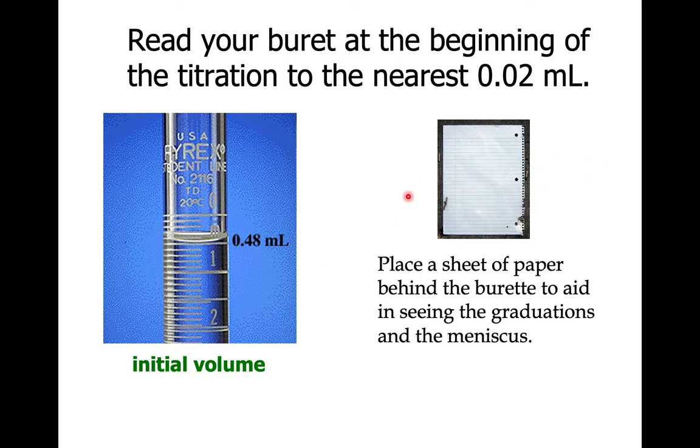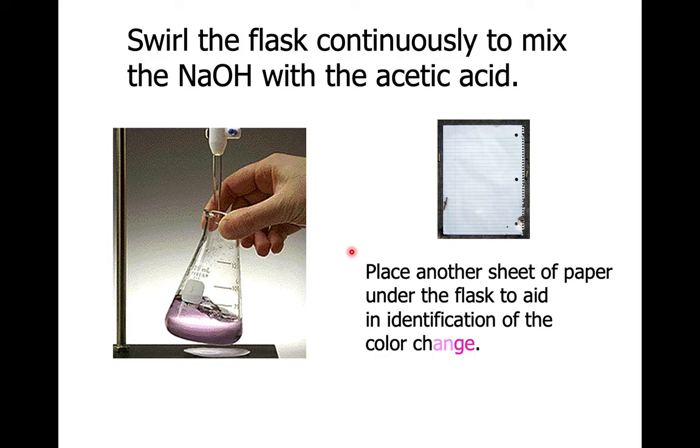A sheet of paper behind the burette makes it much easier. It gives better contrast and makes it easier to read the exact location of the meniscus, so that we can figure out this is exactly 0.48 mLs. As the titration goes on, a second piece of paper is useful underneath the flask. It's easier to see the slight pink, which is what you're looking for, as the phenolphthalein goes from clear to pink. So a sheet of paper underneath the flask is very helpful.